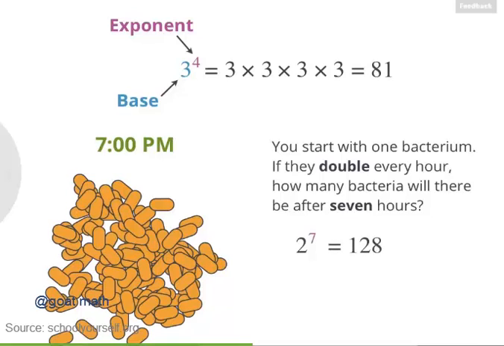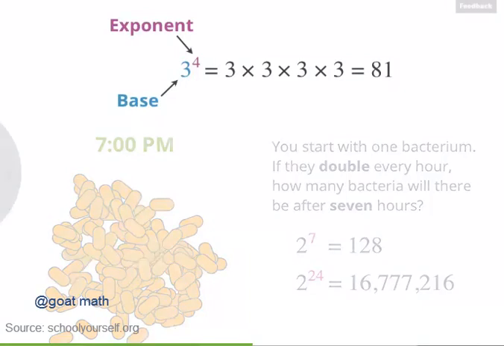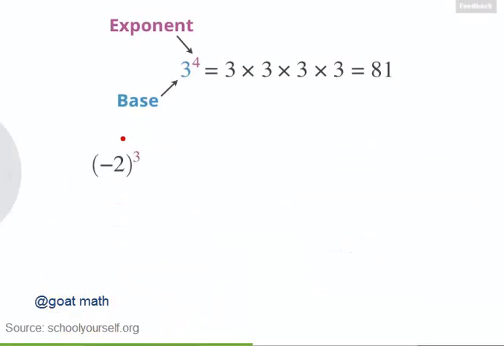That may not sound like too many, but after just 1 day, or 24 hours, there are 2 to the 24th bacteria, which is more than 16 million. So doubling every hour may not sound that fast, but before you know it, you have millions of bacteria on your hands. Next, let's look at powers of negative numbers, like -2 to the 3rd power.